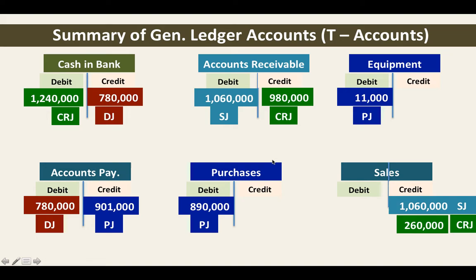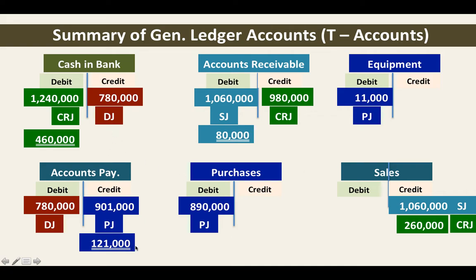Okay. If we will extract the balances, our cash in bank will have a debit balance of 460,000, and then ang accounts receivable natin has a debit balance of 80,000, and obviously our equipment has a debit balance of 11,000. Our accounts payable has a credit balance of 121,000, and purchases 890,000 debit balance, and sales has a credit balance of 1,320,000. Okay, class.